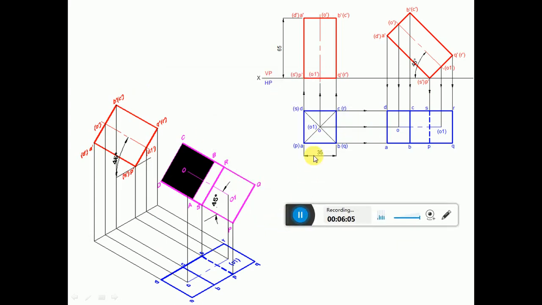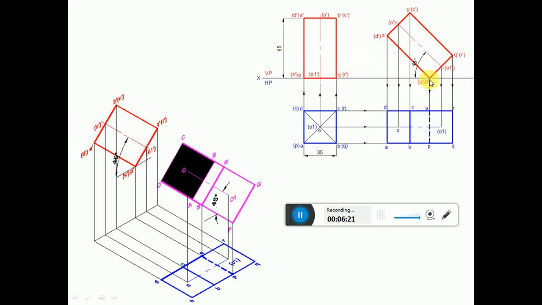Now it is resting on one of the edges, so we will rest it on Q dash or P dash. S dash is one of the edges which is resting on HP. Since it is resting on HP, either you can rest it on P dash S dash or you can rest on Q dash R dash. Either of the two edges you can rest.